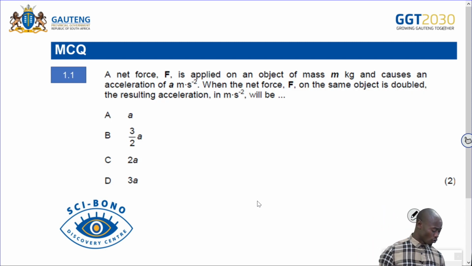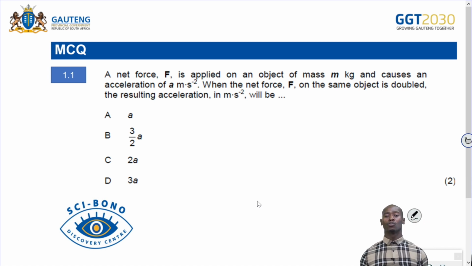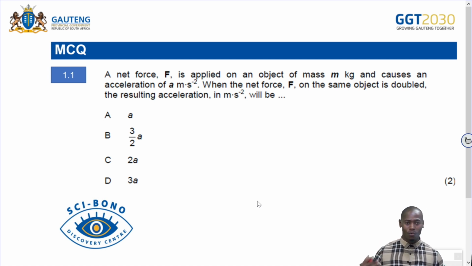So let's look at also the multiple choice questions. Remember the structure of our question paper, whether it is paper 1, which is your physics, or paper 2, which is your chemistry. The first 10 questions, question 1, 1.1 to 1.10, are multiple choice questions. So we must get used to answering multiple choice questions correctly, and to do that, you must know your content.